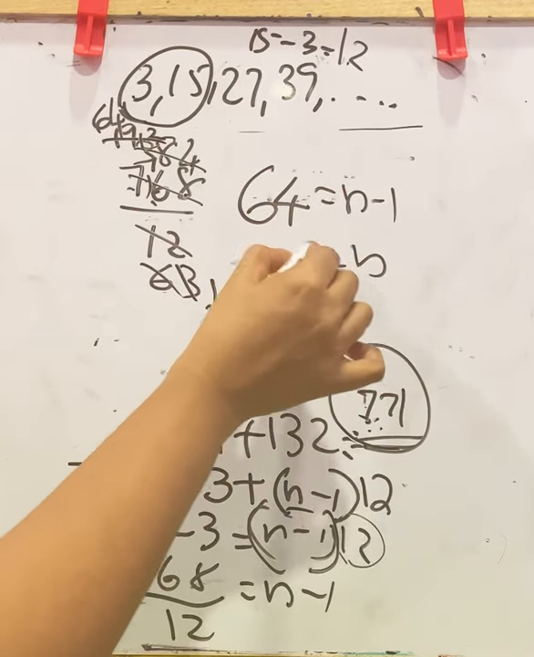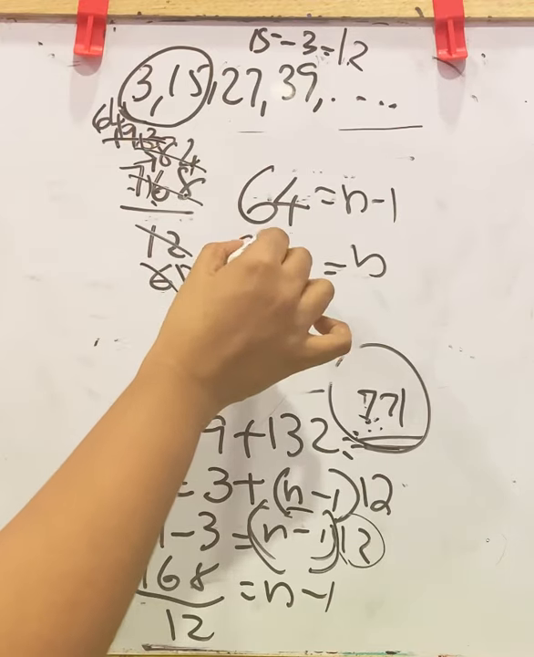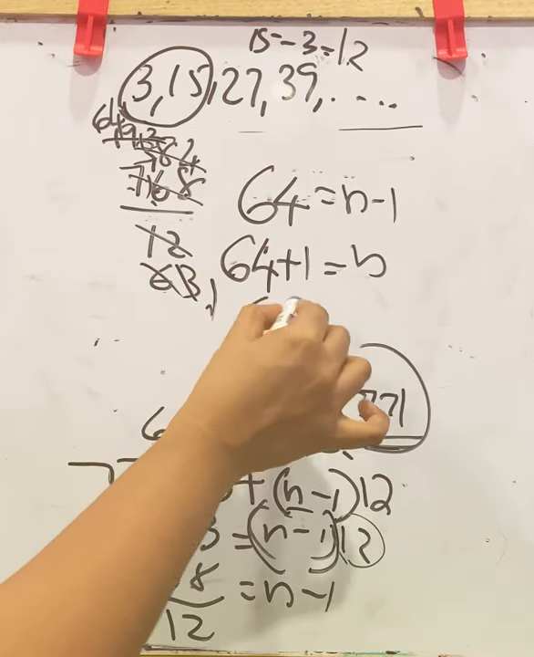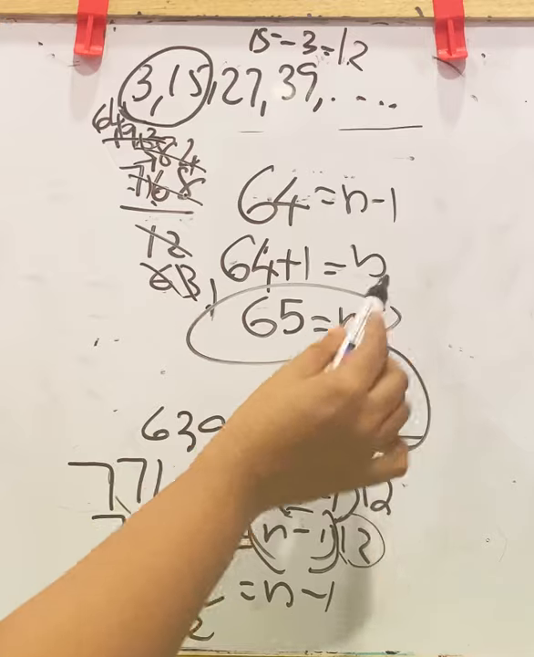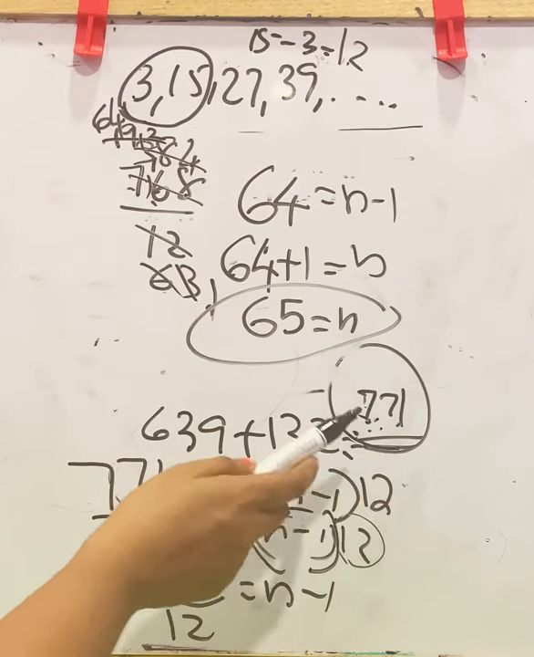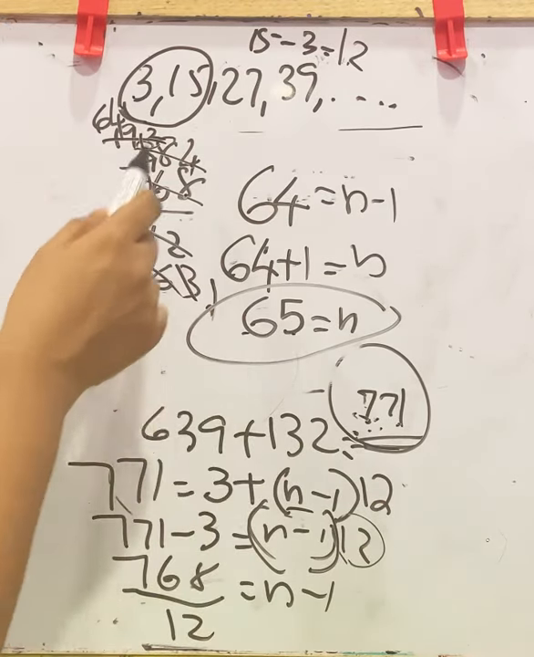Now N equals, take negative 1 to the other side, it becomes 64 plus 1, that is 65. So we can say 771 is the 65th term of this AP.